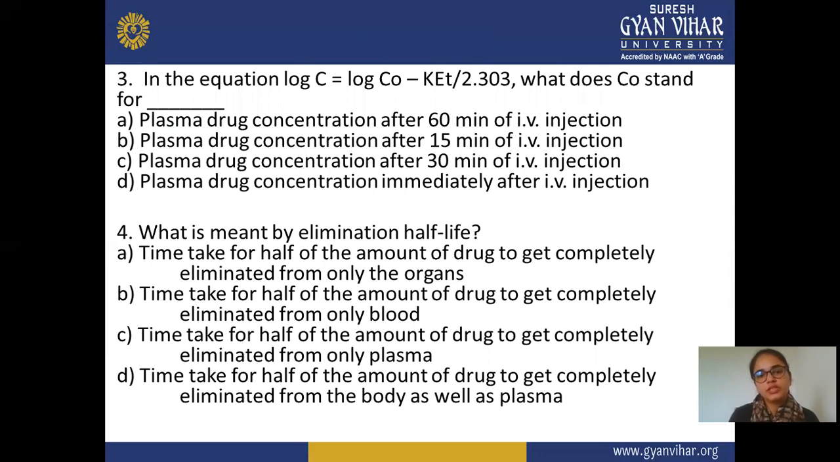Next, in the fourth question, what is meant by elimination half-life? A is the time taken for half of the amount of drug to get completely eliminated from your organ. B is the time taken for half of the amount of drug to get completely eliminated from your body, blood. C is the time taken for half of the amount of drug to get completely eliminated from only plasma. And D is the time taken for half of the amount to get completely eliminated from your body as well as your plasma. So these third and fourth questions we already discussed and covered in this lecture, so you can answer them.